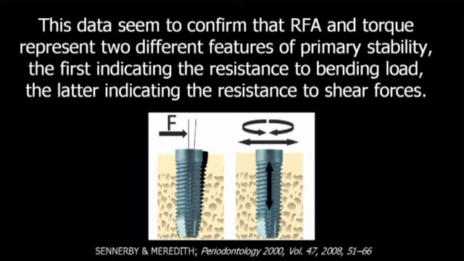And this, of course, confirms what Lars has published many times, that RFA and insertion torque are two good parameters to evaluate primary stability, but they measure different things. The first is indicating the resistance to the bending load, and the insertion torque is the resistance to the shear forces.